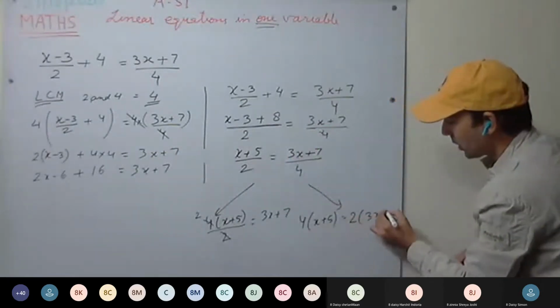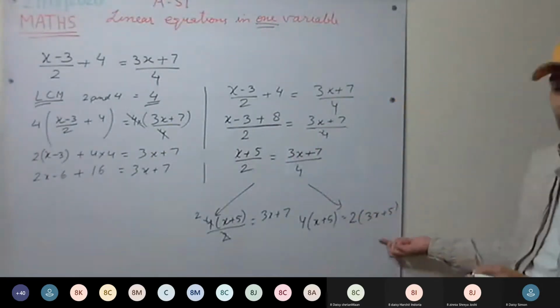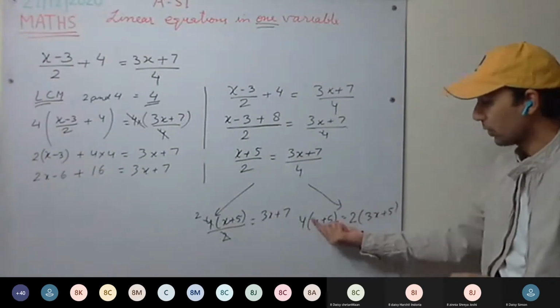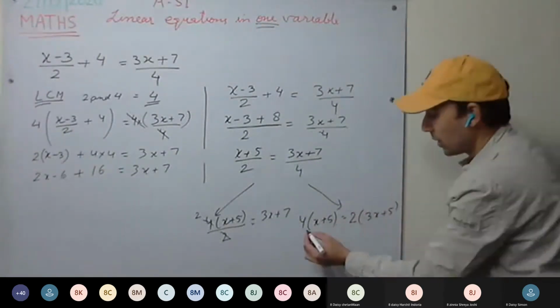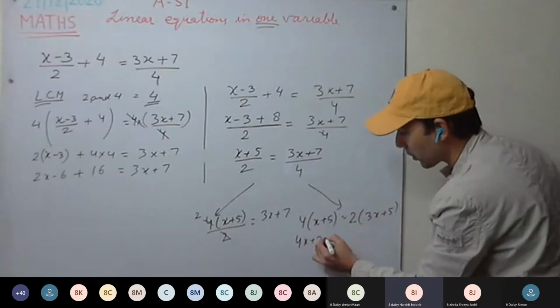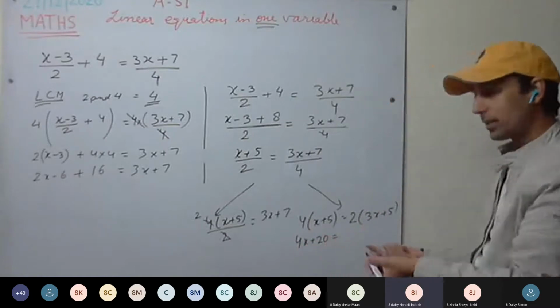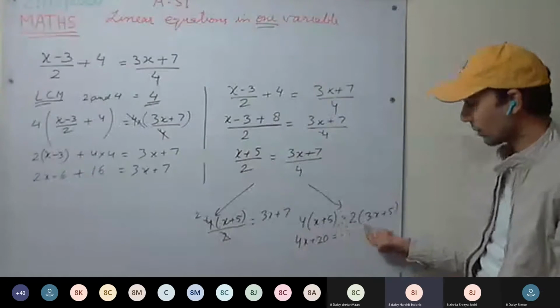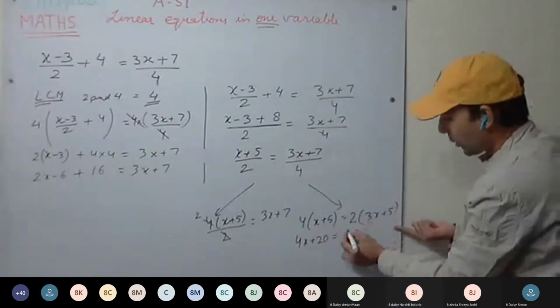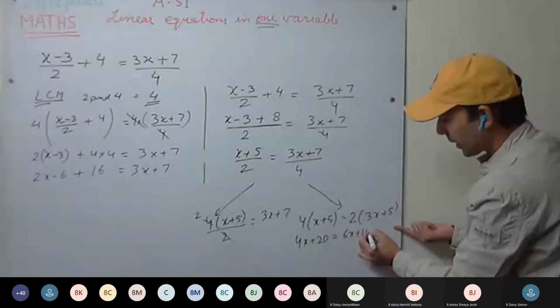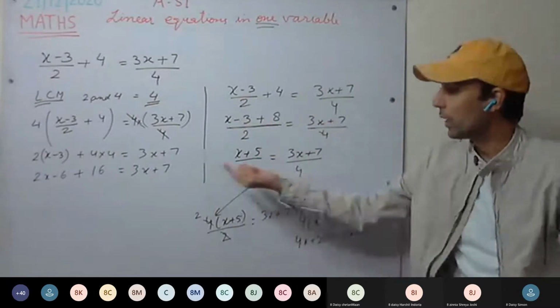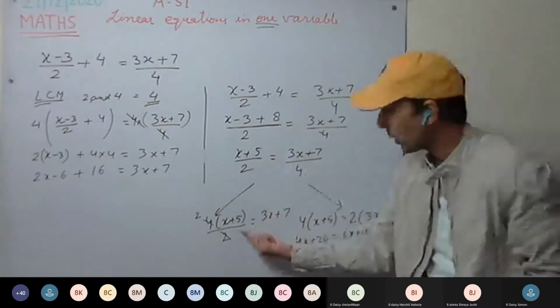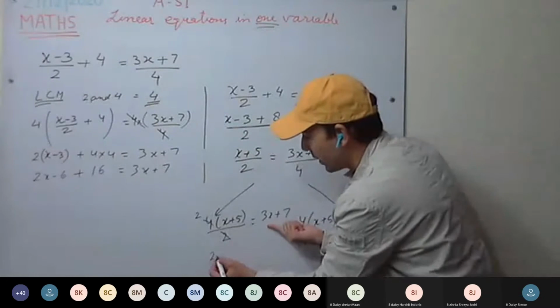2, 3x plus 5. Both are same. Now either you can cancel them because 2 is common, or you can proceed as well. 4x. Sir, we can cross multiply also. Yes, you can cross multiply. I have multiplied here. It will be 6x plus 10. It is same. The answer will be the same. You can do any way, any step you can do. Or you can do like this as well. Same answer you'll be getting.